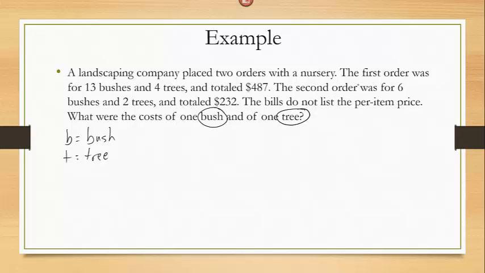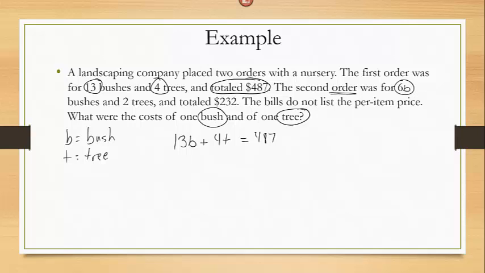The first order, or the first equation, was for 13 bushes, so 13B, and 4 trees. So 13B plus 4T equals $487. So now the second equation was for 6 bushes and 2 trees, and totaled $232.